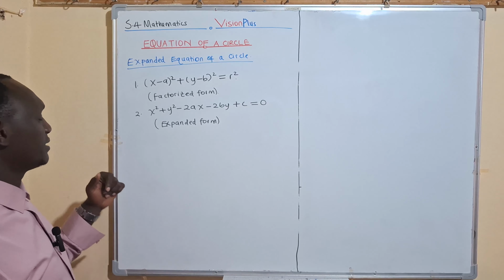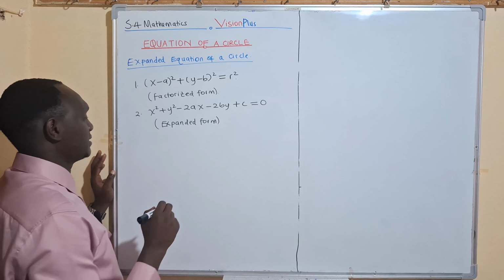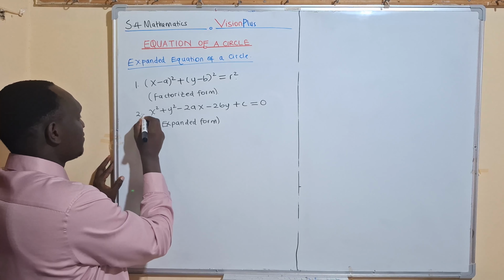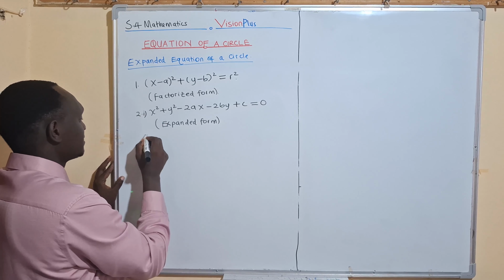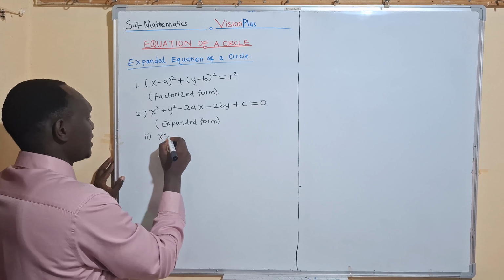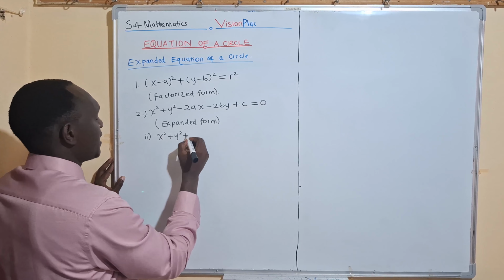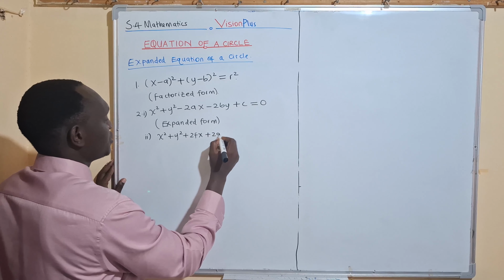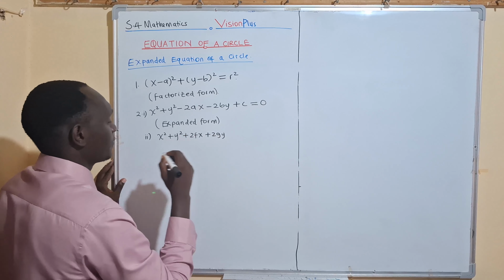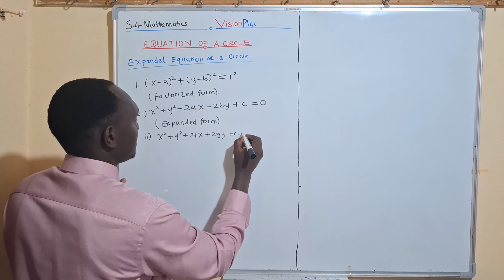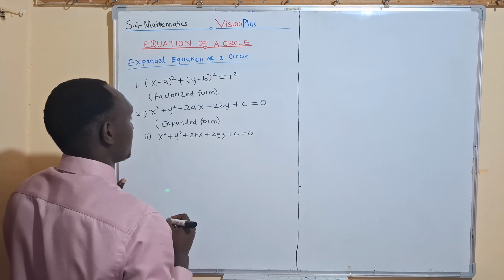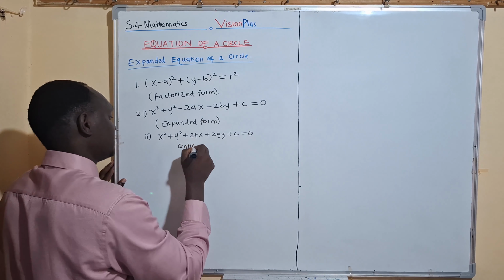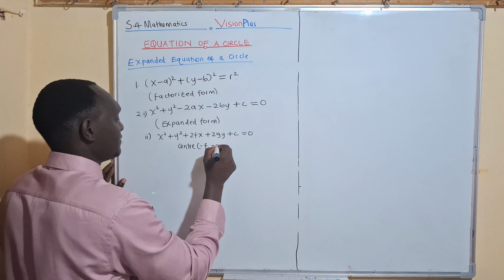Now, there are some books that have an equivalent of the expanded form. Let me say this is form 1, and this is Roman 2. They have it as x² + y² + 2fx + 2gy + c = 0. And here, they will say that the center is (-f, -g).